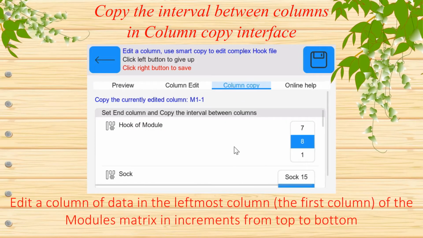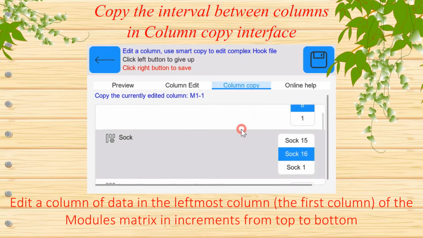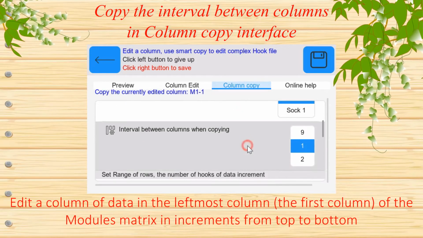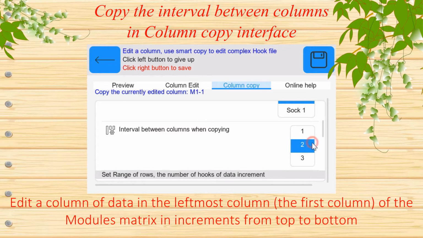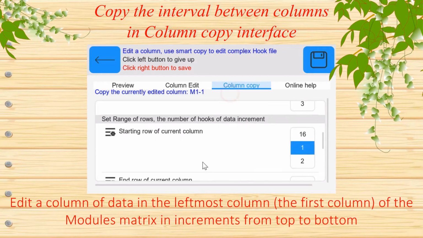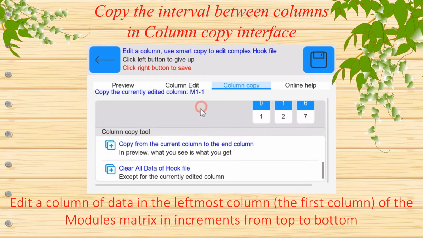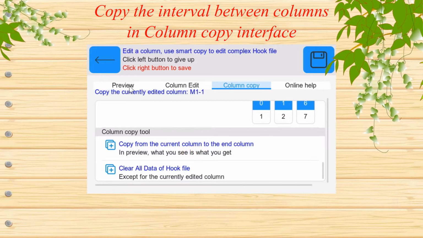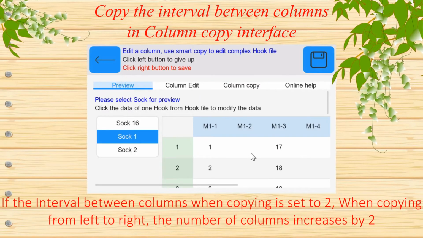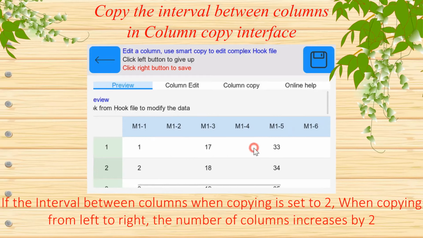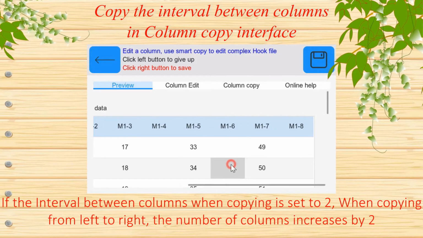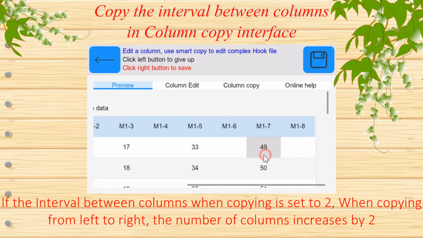Edit a column of data in the leftmost column, the first column, of the module's matrix, in increments from top to bottom. If the interval between columns when copying is set to 2, when copying from left to right, the number of columns increases by 2.